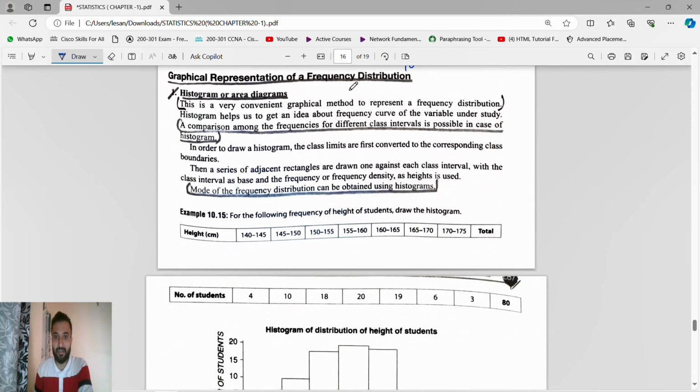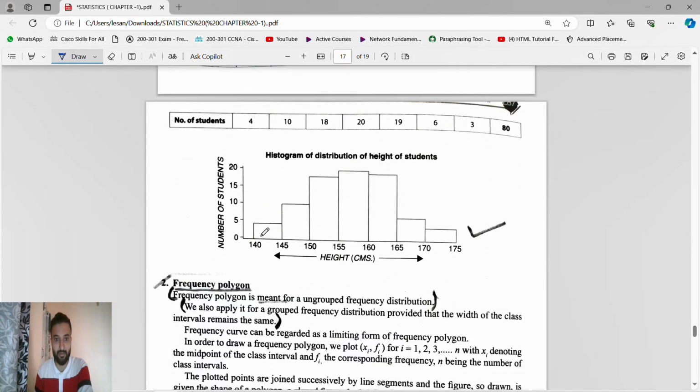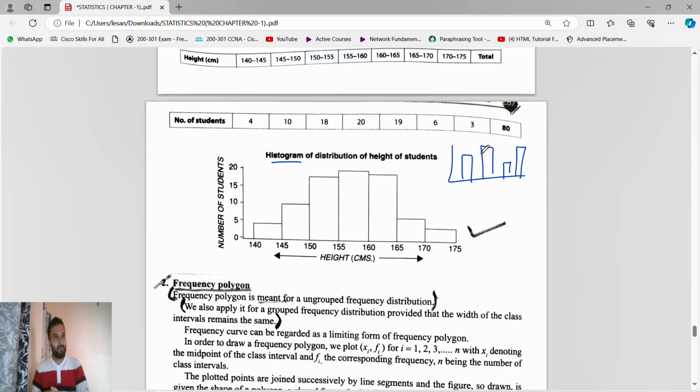Now, graphical representation of a frequency distribution, like a histogram, also called an area diagram. Remember: histogram or area diagram. A bar graph is like this. When we make the bars separate, it is a bar graph or bar diagram. A histogram is when we make the bars together.